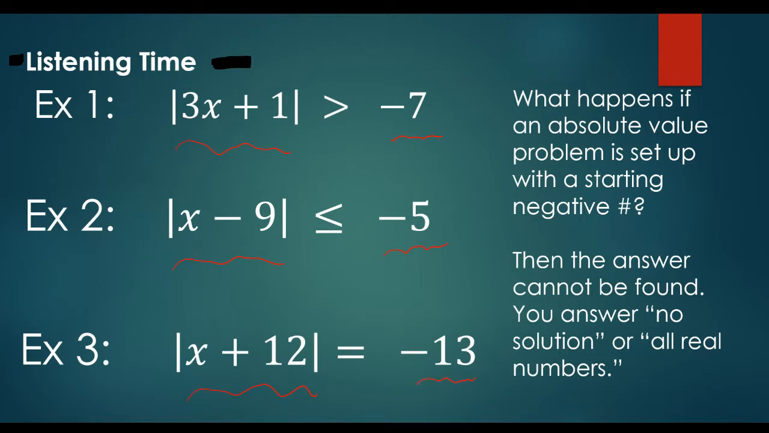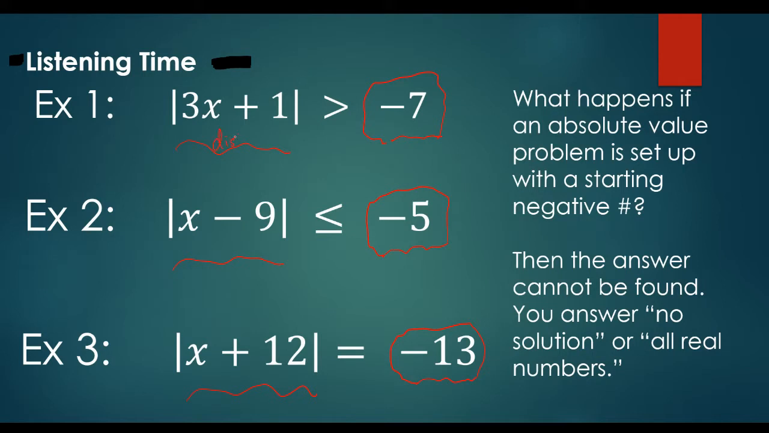So what happens if an absolute value problem is set up with a starting negative number? Then the answer cannot be found. You answer no solution or all real numbers. So we always just go with the no solution one because very often in life you don't get the all real numbers. So all you need to know is you can't have, remember, absolute value.